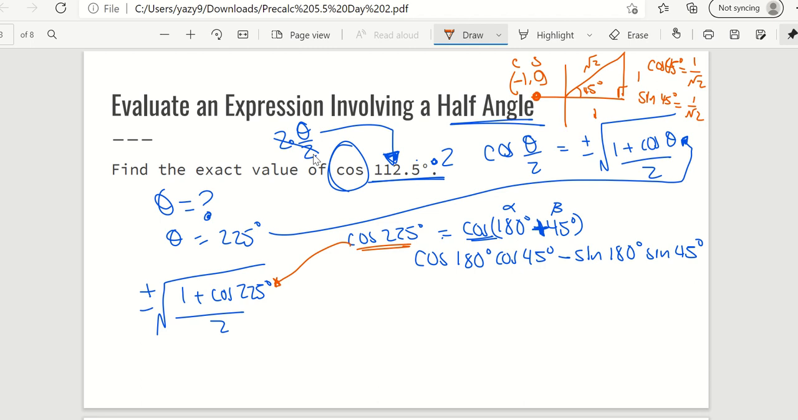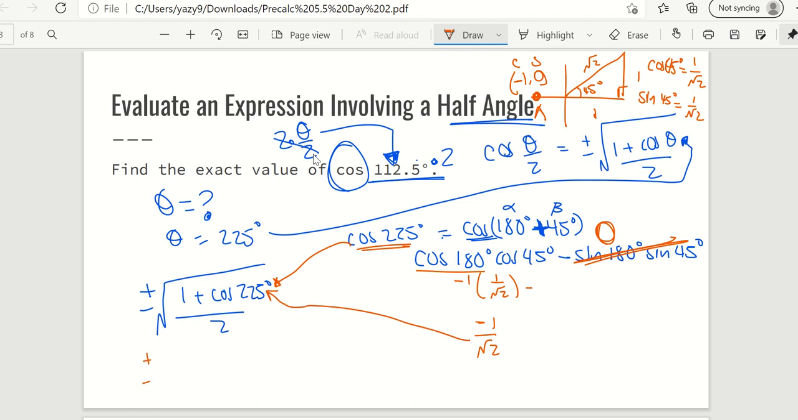Great, now I could input all these values in here and solve the cosine of 225 to put it back into this. So cosine of 180 is negative 1, times the cosine of 45, which is 1 over radical 2, minus sine of 180, which is 0. So this whole thing goes to 0. So this is negative 1 over radical 2. So I could put that inside here.